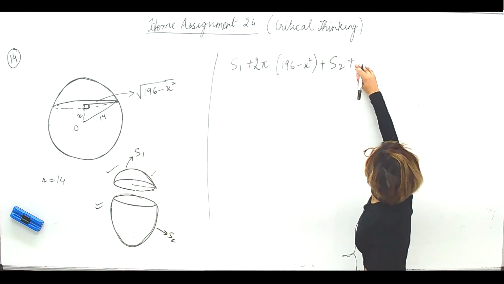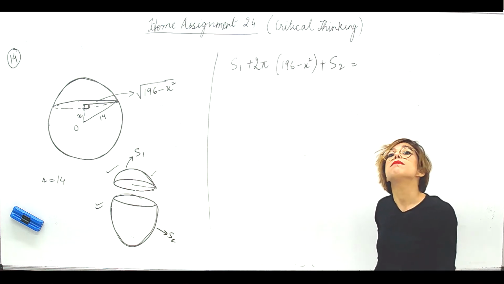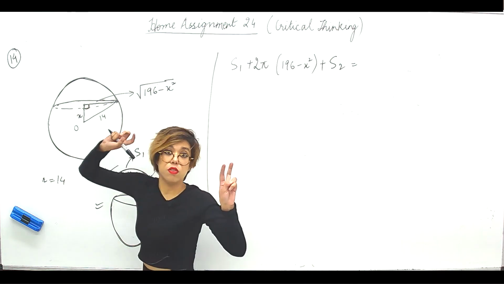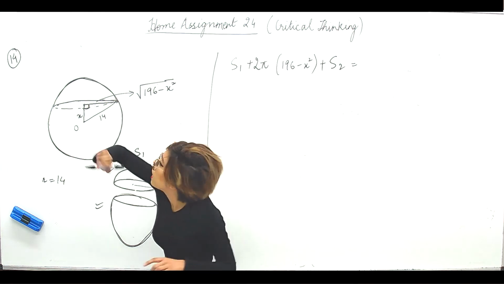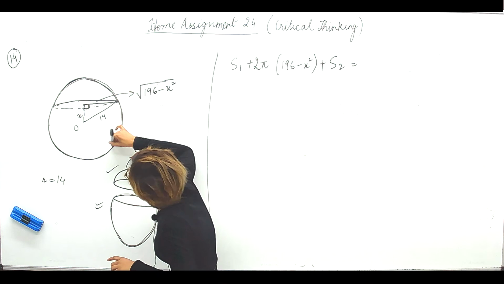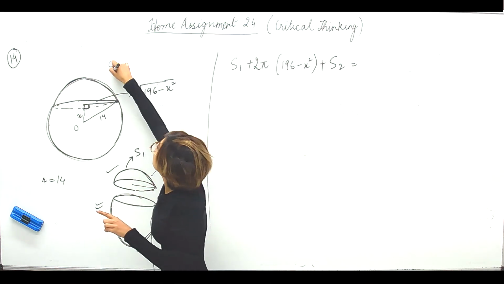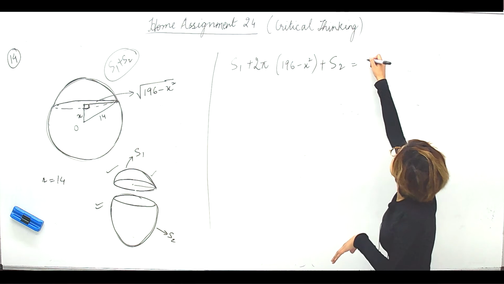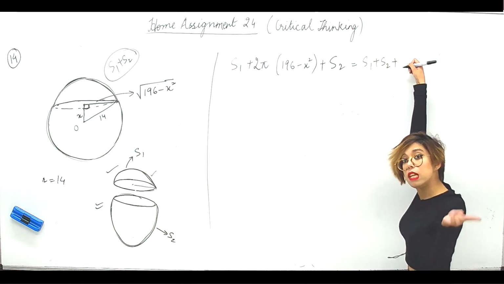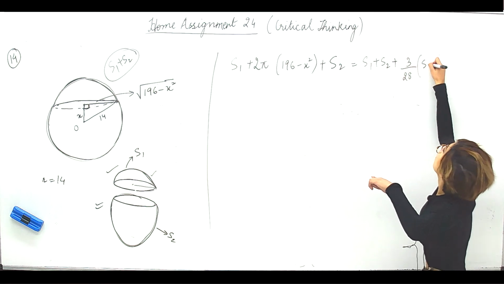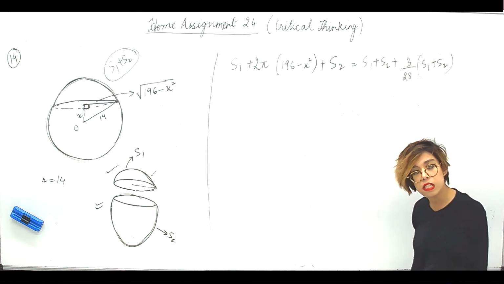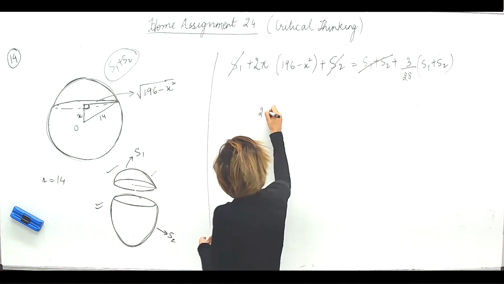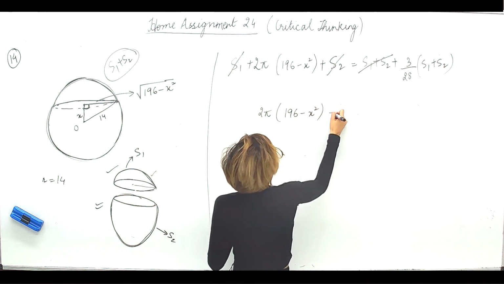Now he says that this is 3 by 28 times more than the original surface area. The original is a sphere, so what is the surface area of a sphere? The curved surface area. I took this curved surface area as S1 and this as S2, so the total curved surface area is S1 plus S2. 3 by 28 times more than that means S1 plus S2 plus 3 by 28 times of that. Now S1 plus S2 cancels directly. So this is nothing but 2 pi into 196 minus x square, equal to 3 by 28.